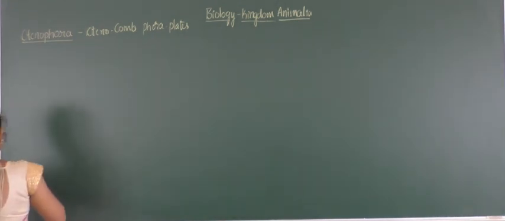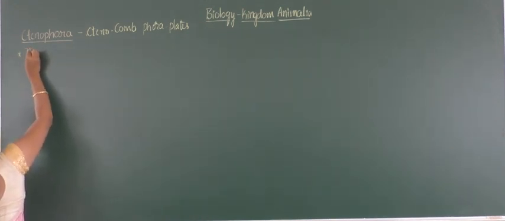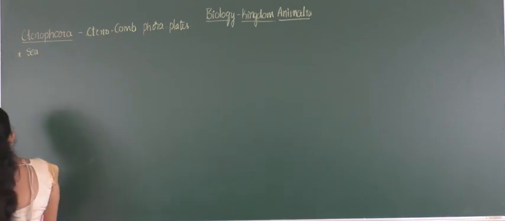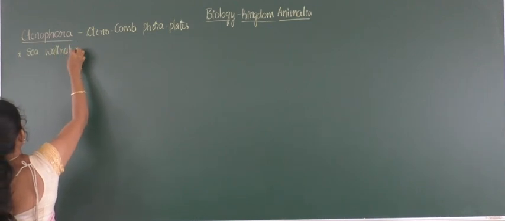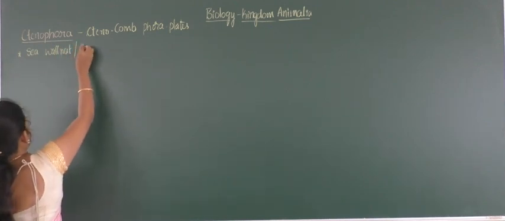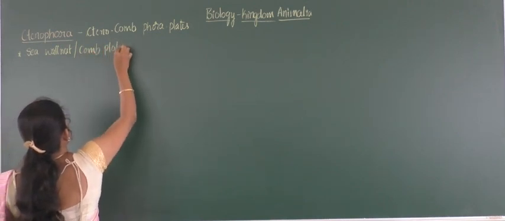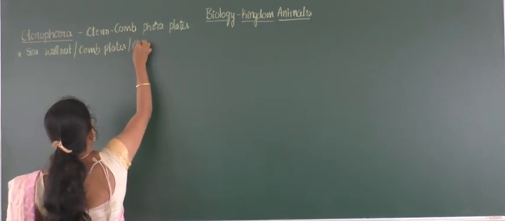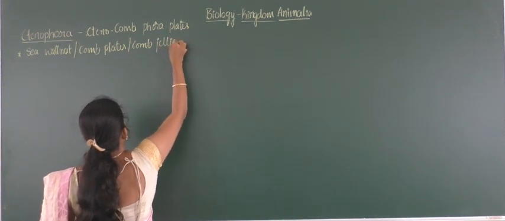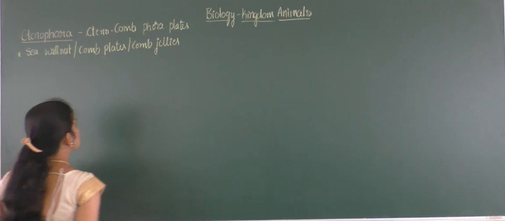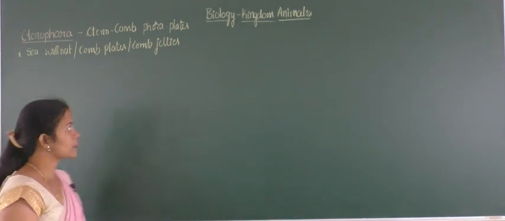The first property is that ctenophores are commonly called sea walnuts, or they are commonly called comb jellies or comb plates. They are called comb jellies as they possess a jelly-like substance in the interior of the body. So that's why they are called comb jellies.